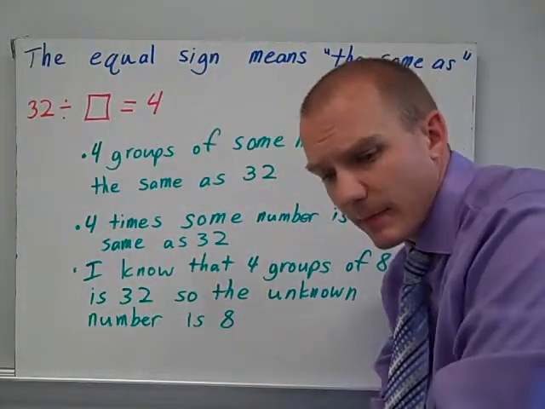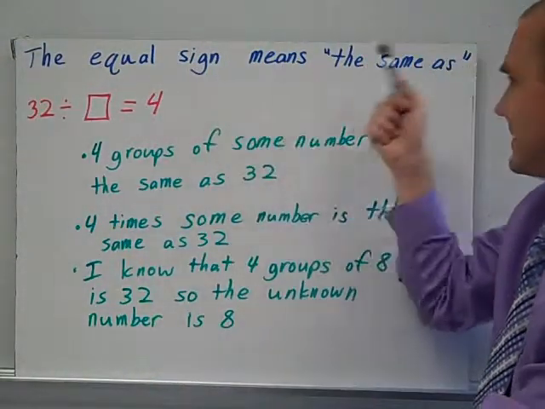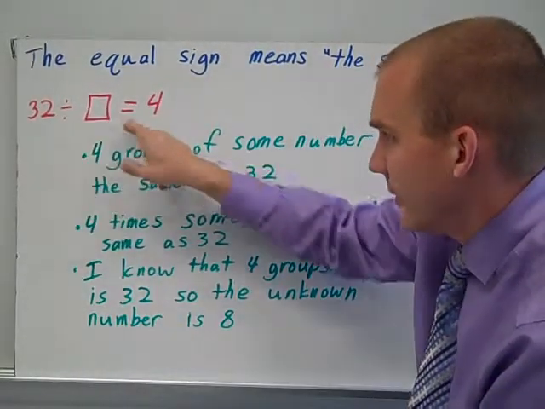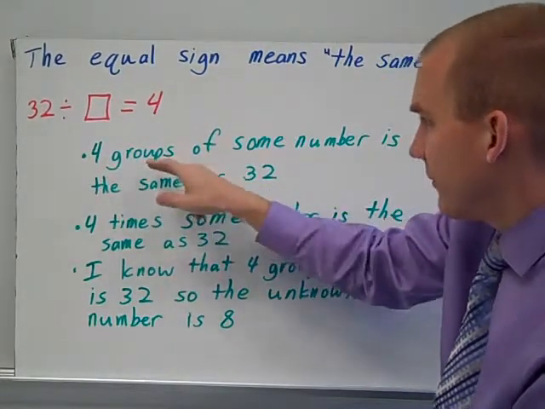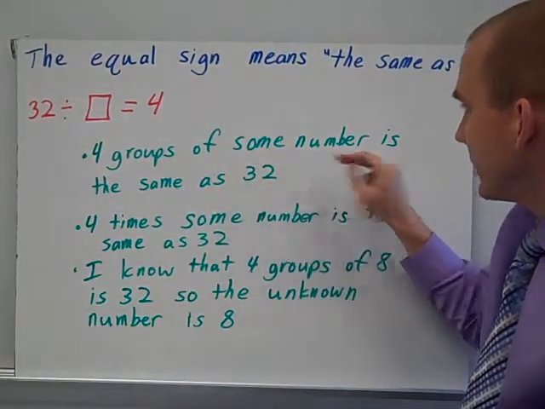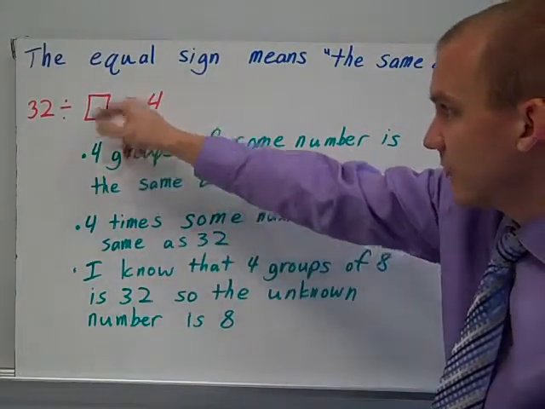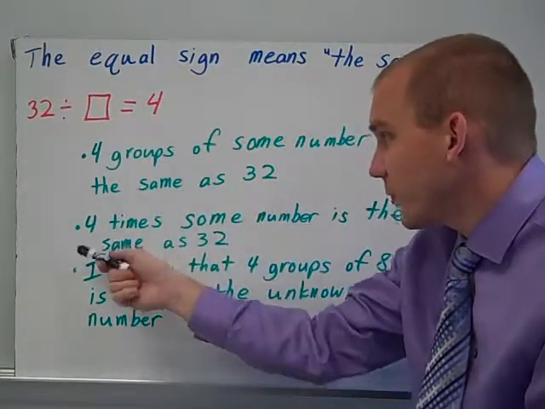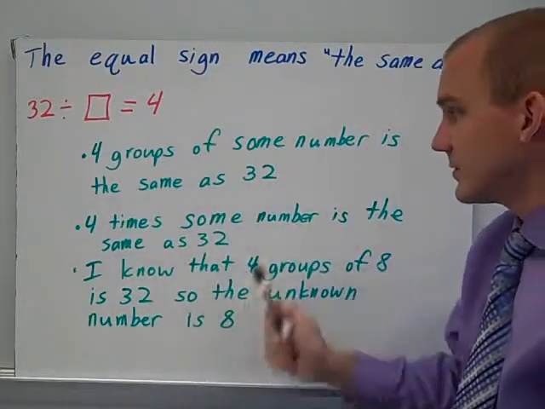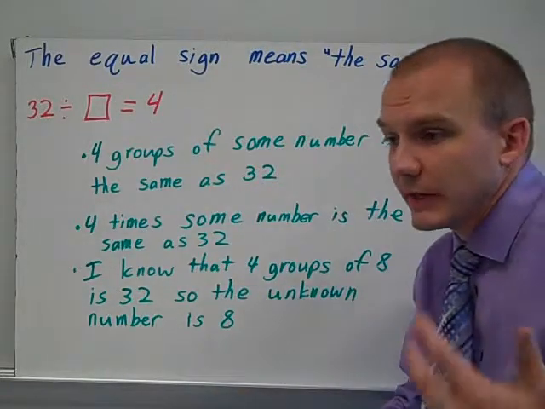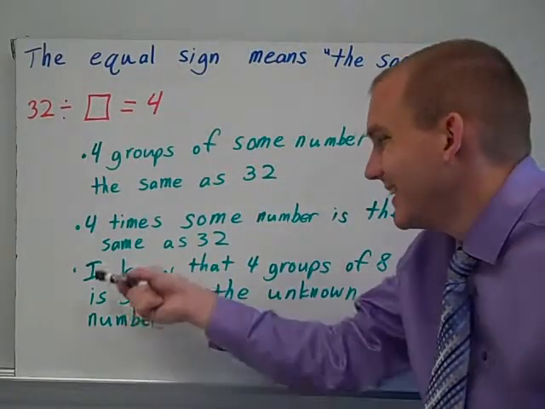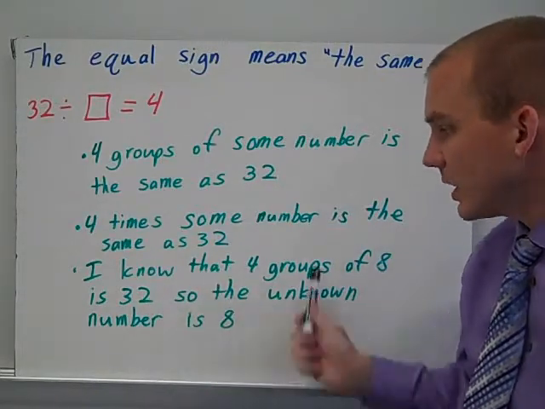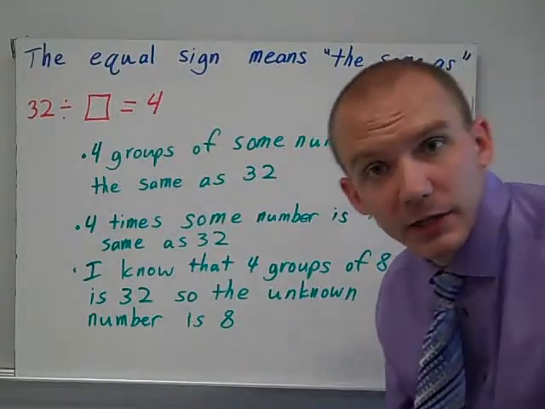Another important thing as we think about these types of problems is that the equal sign means the same as when we're discussing them. 32 divided by square equals 4. What I know is there are 4 groups of some number that is the same as 32. So 4 groups of whatever square is, some number, is the same as 32. That means 4 times some number is the same as 32. So what times 4 is my missing factor. What times 4 equals 32? I know that 4 groups of 8 is 32, so 4 times 8 equals 32. So the unknown number is 8, and that means square equals 8.